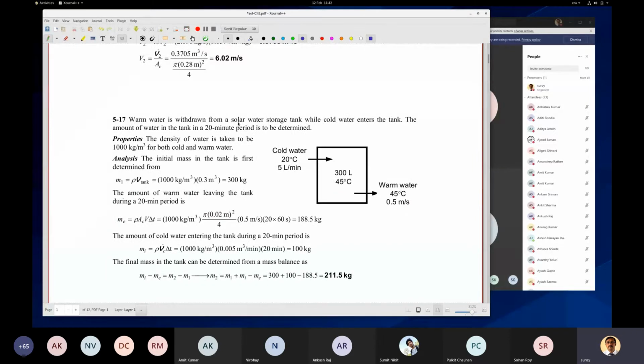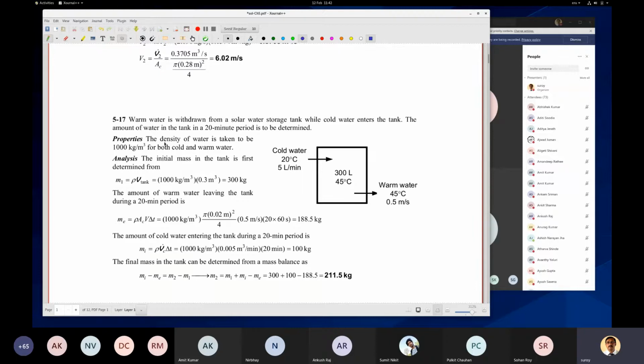So warm water is withdrawn from a solar water storage tank while cold water enters the tank. So cold water is entering and warm water going out. Right. So inside it is 300 liters and 450 degrees centigrade. The amount of water in the tank in a 20-minute period is to be determined. So cold water is coming in and warm water is withdrawn.